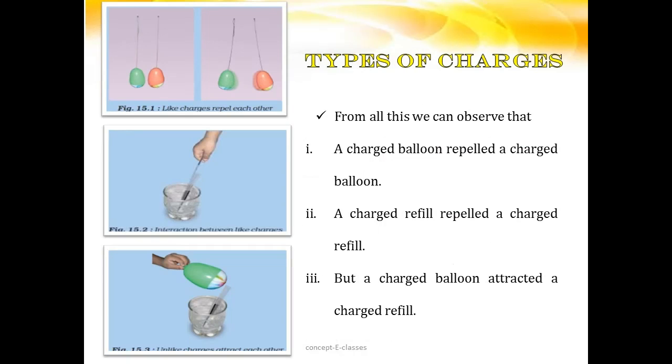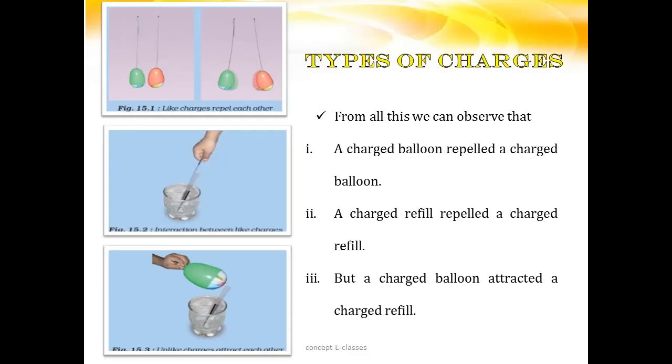Types of charges. In order to understand the types of charges, let's consider two or three activities. In the first activity, inflate two balloons and hang them in such a way that they do not touch each other. Now rub both the balloons with a woolen cloth and release them. What can be observed? We can observe that the balloons repel each other. A charged balloon repels another charged balloon.